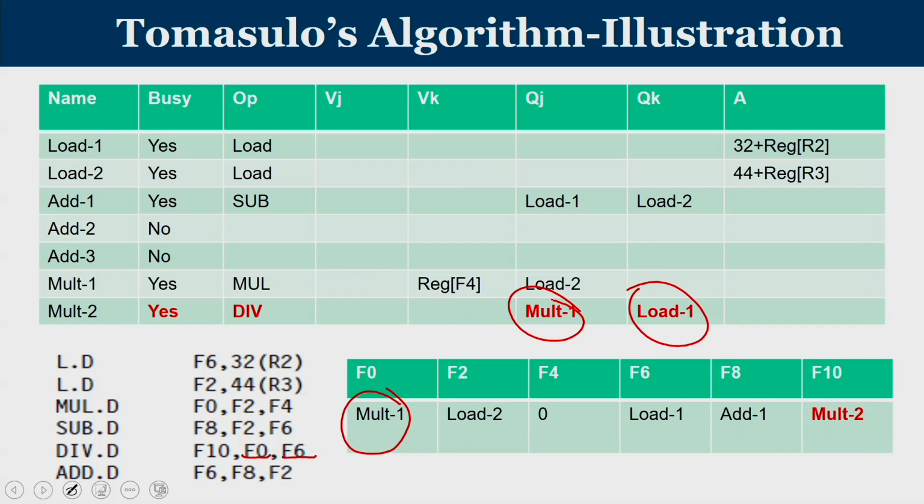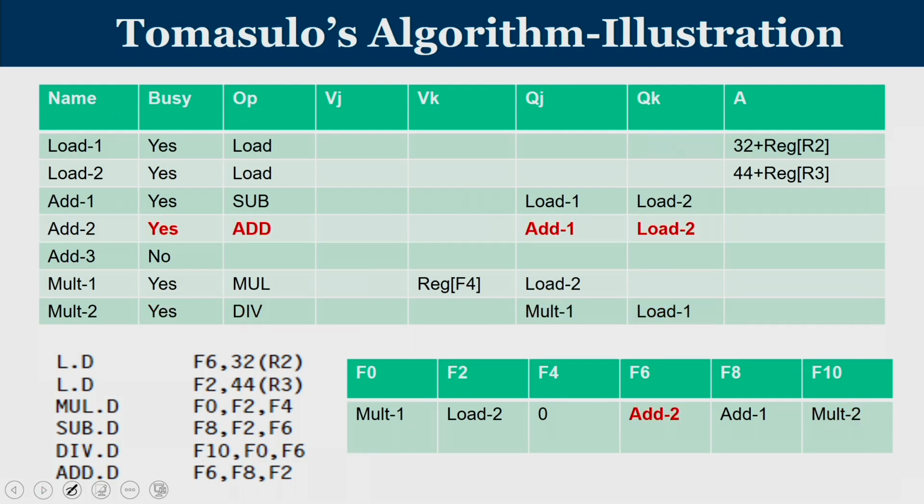So, in this case also both Qj and Qk are being filled up with non-zero values, meaning both the operands have to wait for the output produced by the functional unit. So, the moment F0 and F6 generate the values, this reservation entry has the full operand ready and it will move into the functional unit.